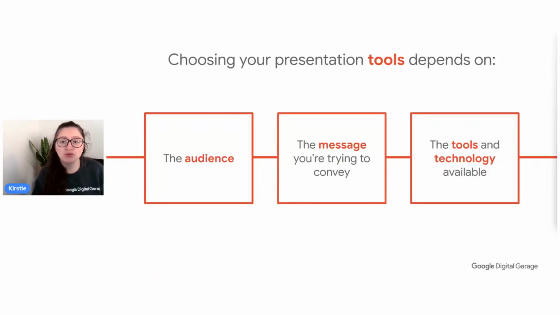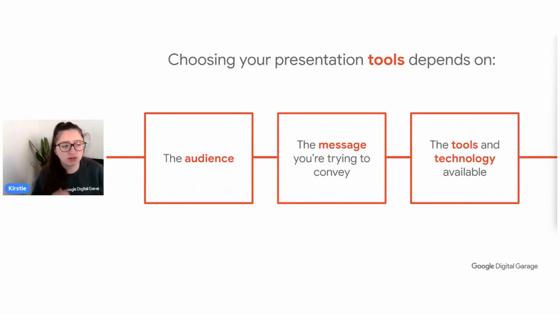So when it comes to the design part and it comes to choosing the tools that we're going to use, start to answer some of these questions. And we're going to break these down one by one, but some of the key things to think about: the audience, size, location of your audience. Are you in person, remote? What's the message you're trying to convey?